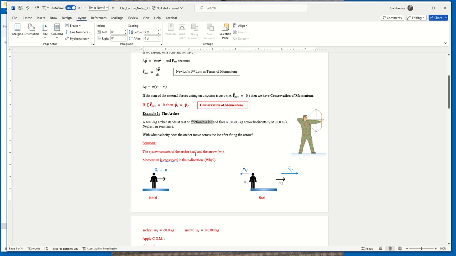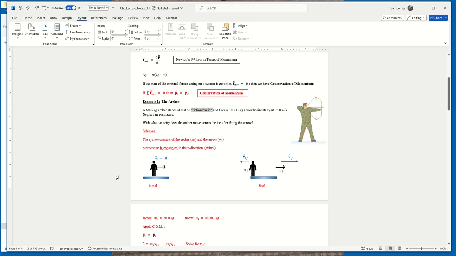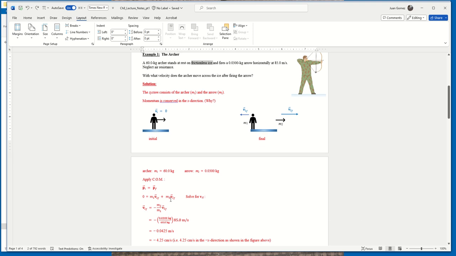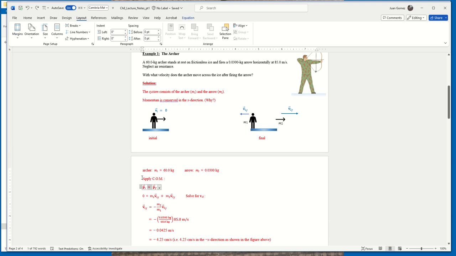So momentum's conserved in the x direction. And we set it up again. Initial, that's before he fires the arrow. Final is after he fires the arrow. M2 is the arrow, M1 is the archer. And then apply conservation of momentum. And we're looking for V1 final, the velocity that the archer moves across the ice after firing the arrow.